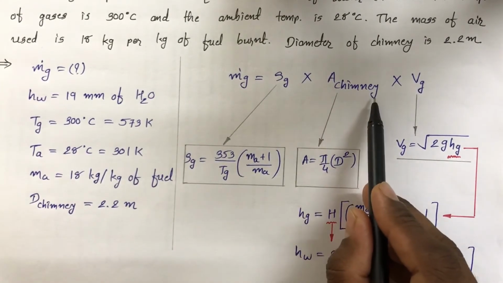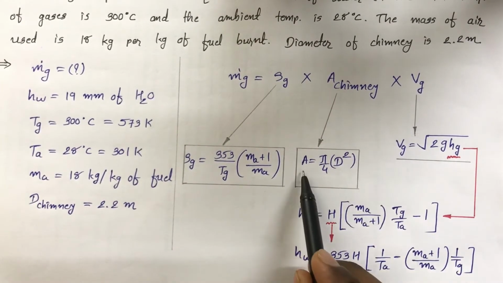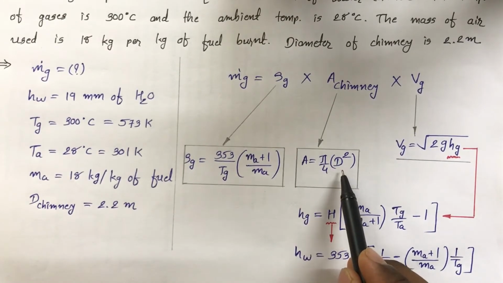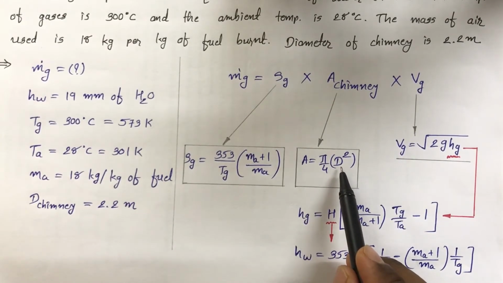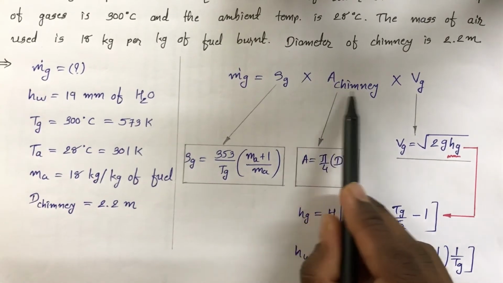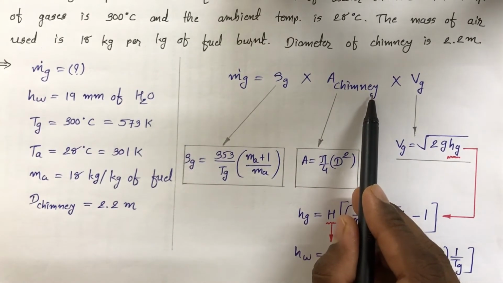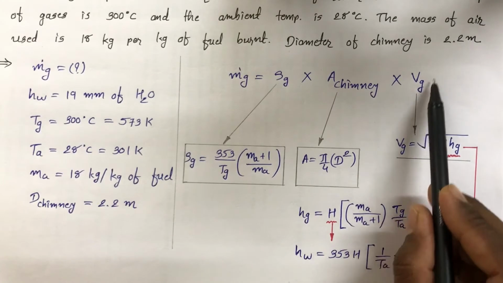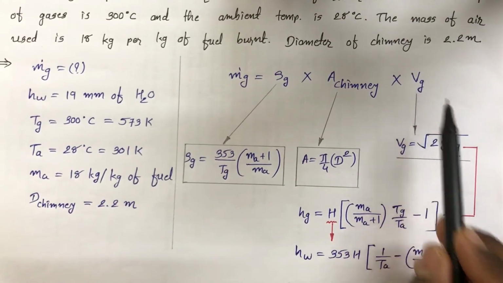Second is area of the chimney. It will be pi by 4 into d square. Diameter is already given to you. So you can calculate area of the chimney. Now Vg, velocity of flue gases.